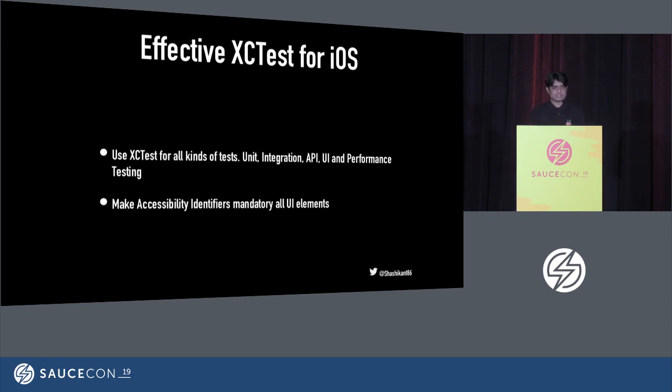Another thing, if you want to use XCUITest, you have to be very strict about accessibility identifiers. You shouldn't allow your pull request to be merged without an accessibility identifier for a UI element. Otherwise, you will get flaky tests.